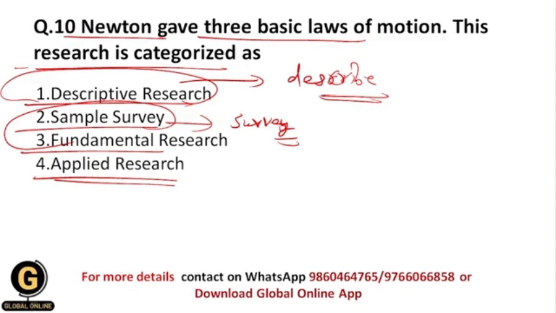Okay, students, this question is homework for all of you, and you are going to answer me in the comment box. Newton gave 3 basic laws of motion, and this research is categorized as what type of research? What do you think? Is it descriptive research, a sample survey, fundamental research, or applied research? I want answers from all of you, and I know you will answer me accurately. If you have any doubts regarding this, you can ask me in the comment box.